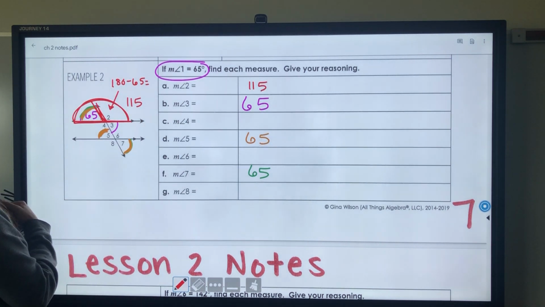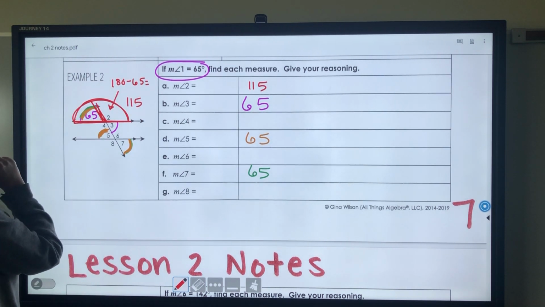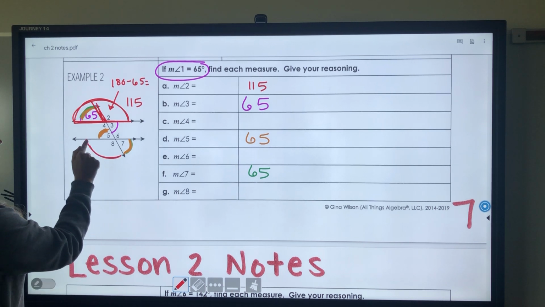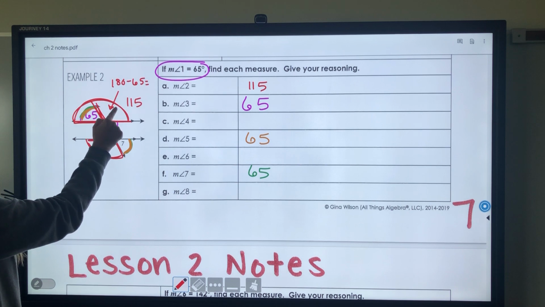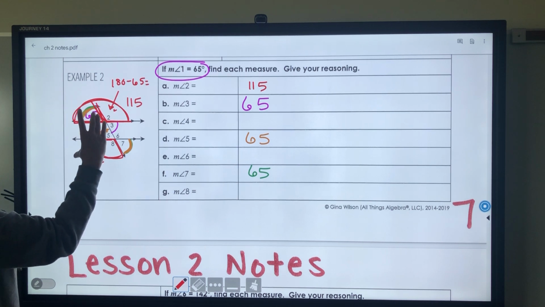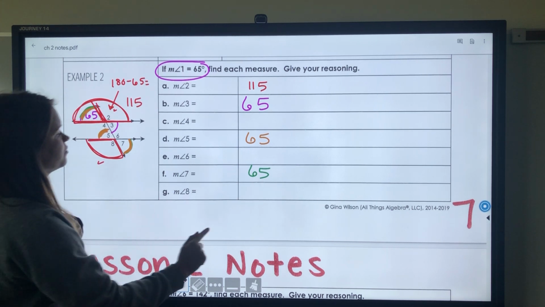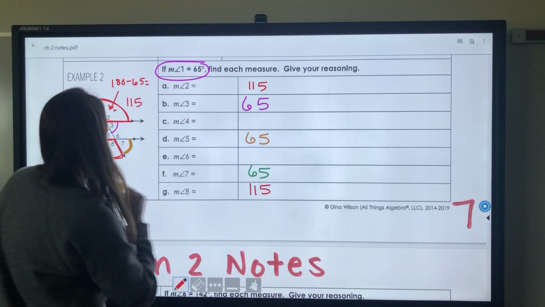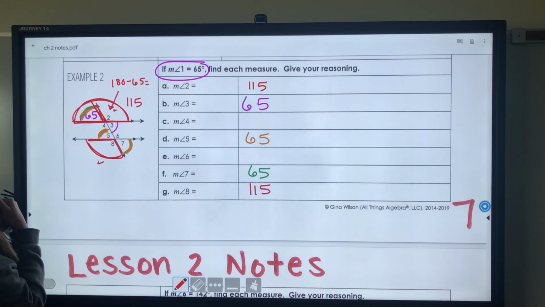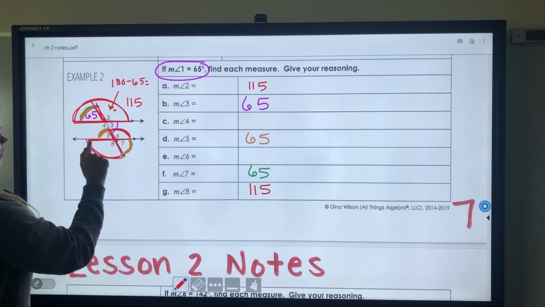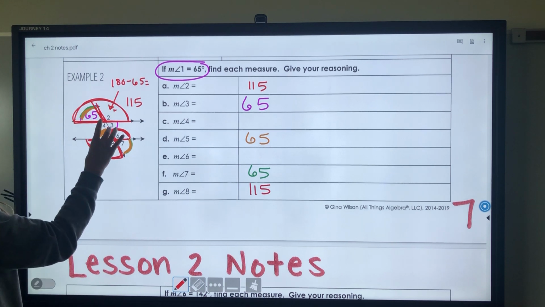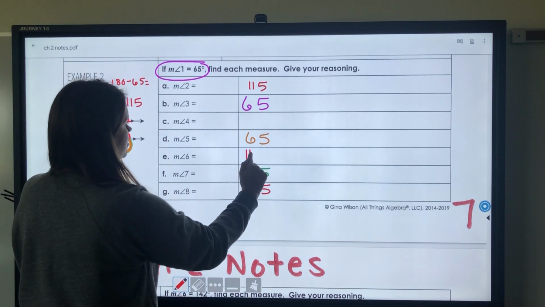So that's 115 because it's a linear pair with angle 1. Go and look at angle 8. You know angle 8 and angle 2 are alternate exteriors, so you know they're going to be congruent. So that's why angle 8 is 115. And then we can do the little bow tie trick. Angle 8 and 6 form that little bow tie. That was vertical, so if 6 and 8 are vertical, then they are congruent.